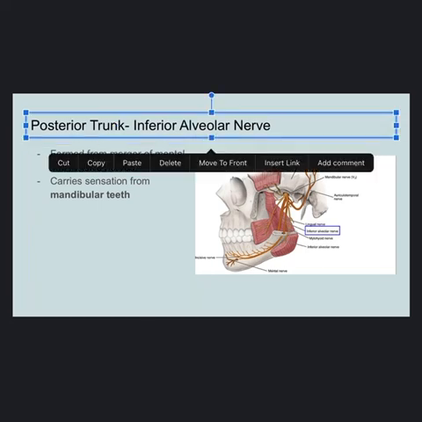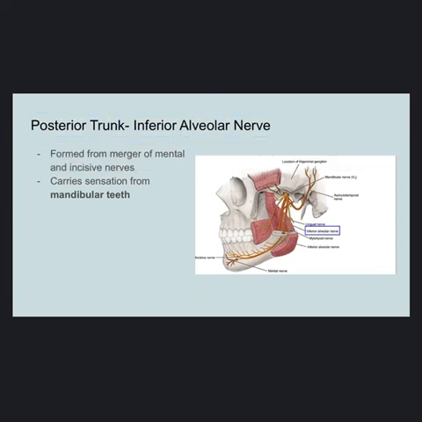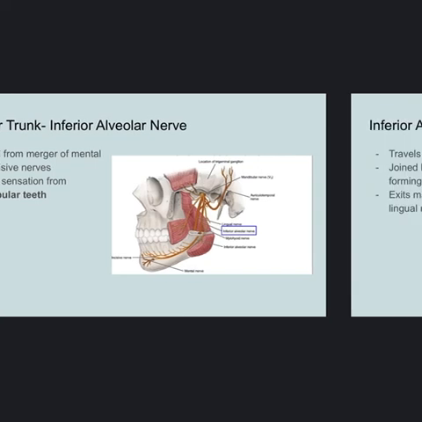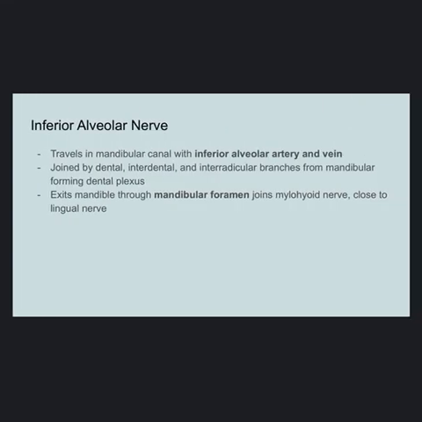Okay, the posterior trunk, I'm so sorry. The inferior alveolar nerve is formed by merging of the mental and incisive nerves. It carries sensation from the mandibular teeth. More information about the inferior alveolar nerve is that it travels in the mandibular canal with the inferior alveolar artery and vein. It is joined by the dental, interdental, and interradicular branches from the mandible, forming the dental plexus. It exits the mandible through the mandibular foramen and joins the mylohyoid nerve close to the lingual nerve.